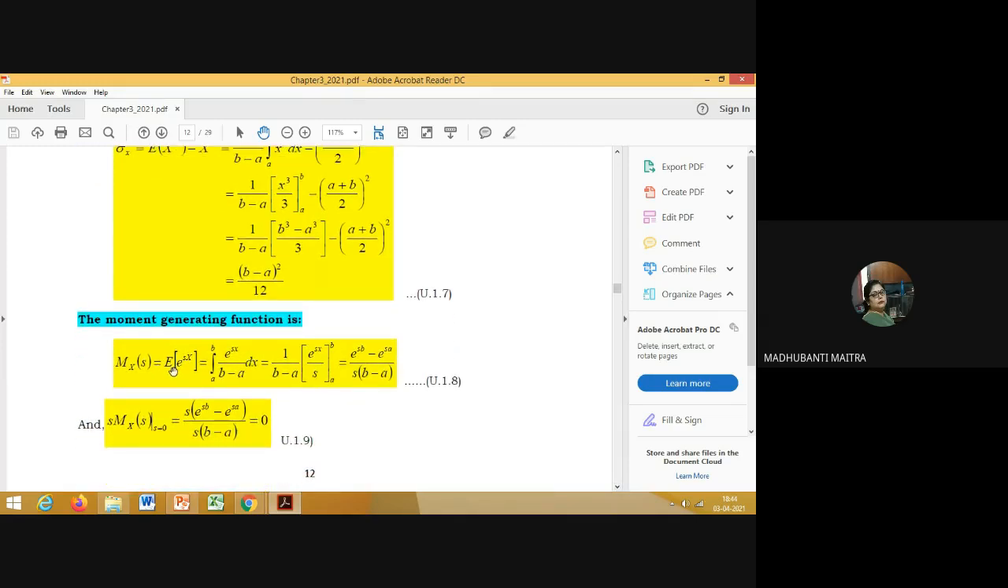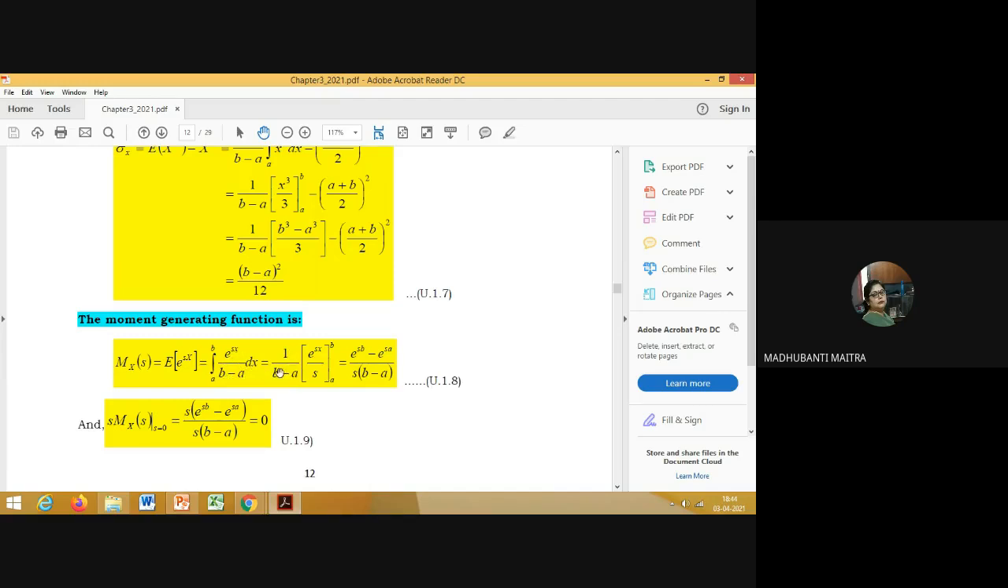So the moment generating function will be given by the expected value of e to the power sx, right? That means if you want to find the expected value of this function of the random variable, it will be integration of e to the power sx fx dx, right? So fx, we know, is equal to 1 by b minus a. So the expected value of this function will be the integration over the interval a to b of e to the power sx by b minus a into dx.